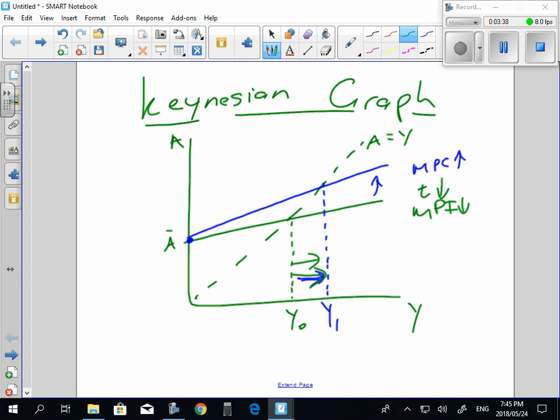So bear in mind that the MPC, or rather the change in MPC, and the change in tax rate and MPI work in the opposite direction. Okay. And obviously, if these were the other way around, if MPC was a decrease, or tax was an increase, or MPI was an increase, you would pivot the curve downwards, and that would decrease your equilibrium output and income. All right.